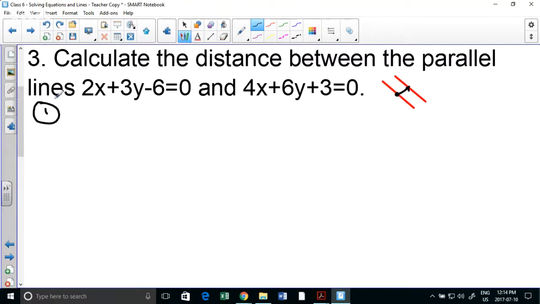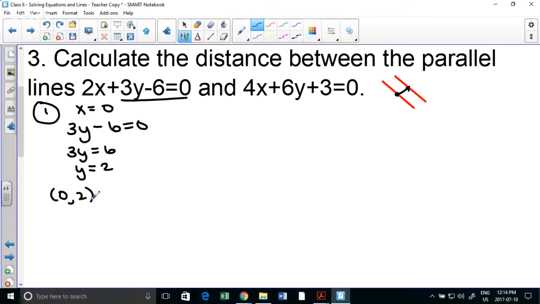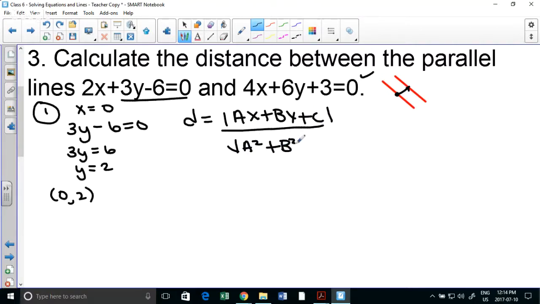So for 1, I'm going to make my life easy. I'm going to choose x is 0. So 3y minus 6 is 0. So 3y is 6. So y is 2. So the point I'm going to use is 0 and 2. This line's in general form. So I say the distance is ax plus by plus c, all divided by a squared plus b squared.